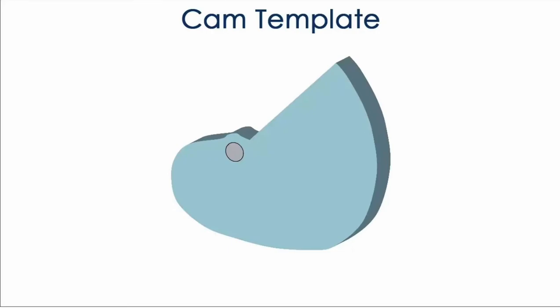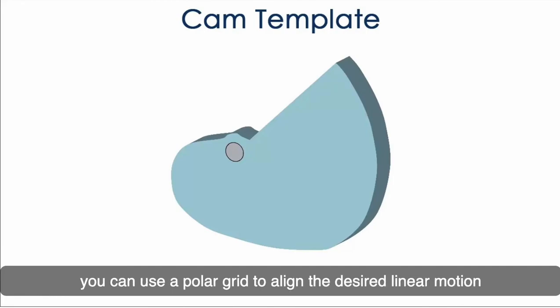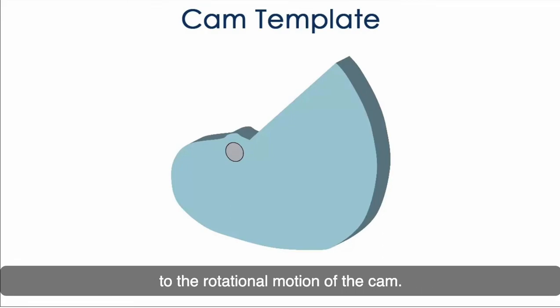your choice. What real-life motion would you like to replicate in your automata design? How would you represent the desired displacement on a motion graph? Once you have developed a motion graph to represent the linear motion you have in mind, you can use a polar grid to align the desired linear motion to the rotational motion of a cam.